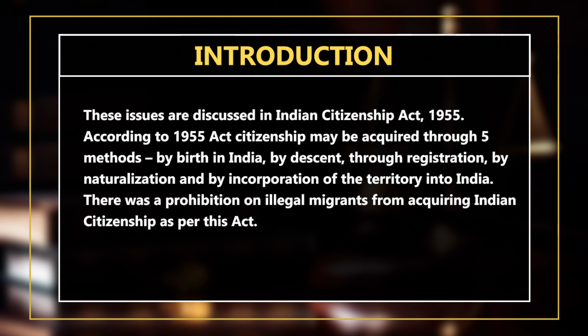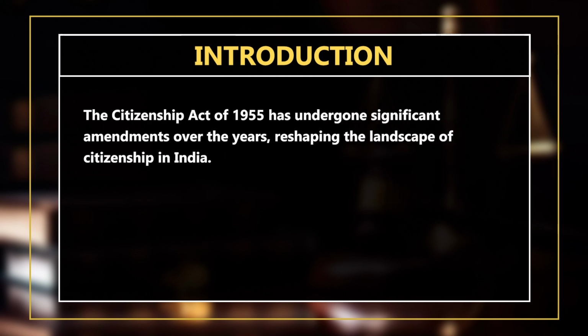According to the 1955 Act, citizenship may be acquired through 5 methods. First is by birth in India, second is by descent, third is through registration, fourth is by naturalization and fifth is by incorporation of the territory into India. There was a prohibition on illegal migrants from acquiring Indian citizenship as per this Act. The Citizenship Act of 1955 has undergone significant amendments over the years, reshaping the landscape of citizenship in India.